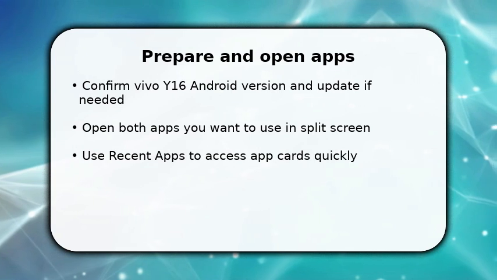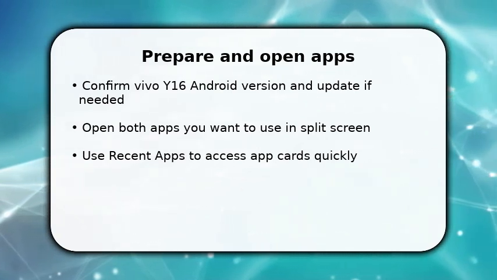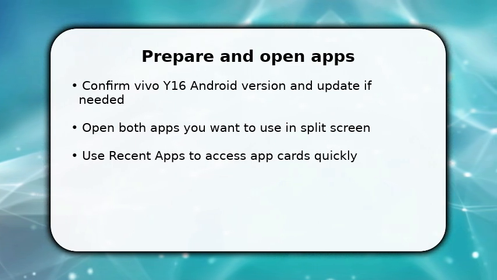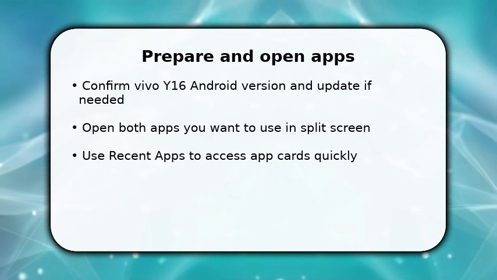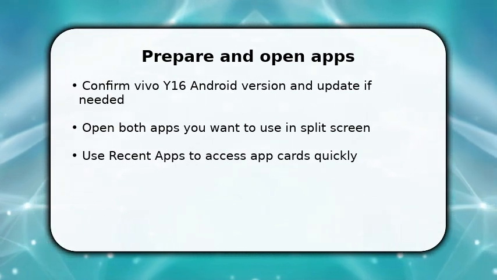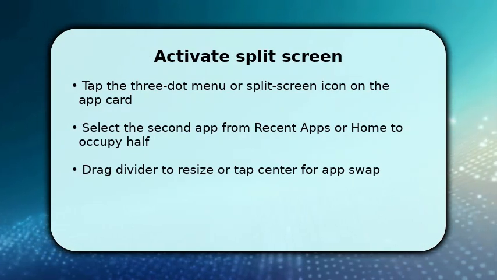Once the app cards are visible, locate the three-dot menu or the split screen icon on the app card. This is the control that initiates split mode. You're set to trigger split screen and position the two apps. You now activate and arrange split screen.